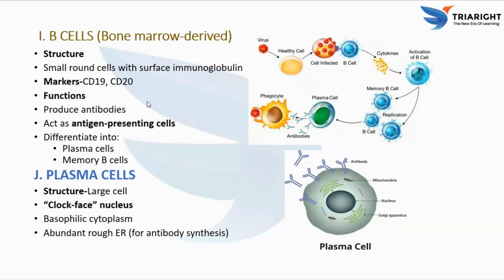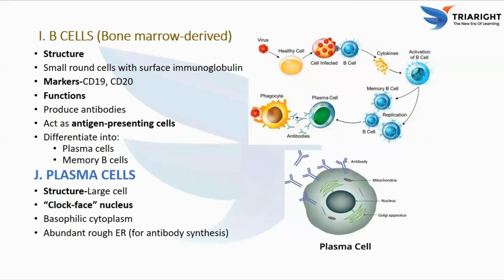B cells also act as antigen presenting cells. They can take in antigen, process it and present it on the MHC2 system to help with T cells. This interaction is essential for B cell activation and also class switching. The other function of B cells is to differentiate into two major types. After activation, B cells can become plasma cells, which are the antibody factories, and also memory B cells, which last for years, providing immunity after infection or vaccination.